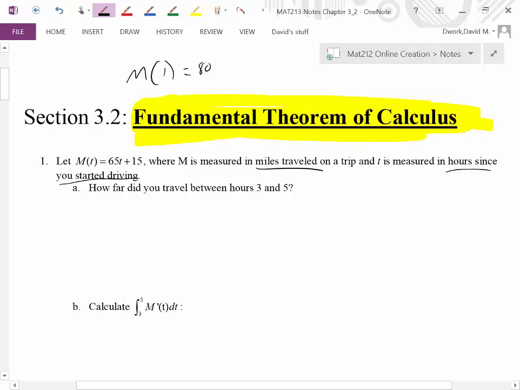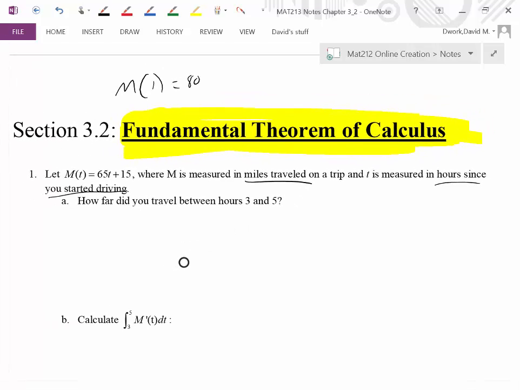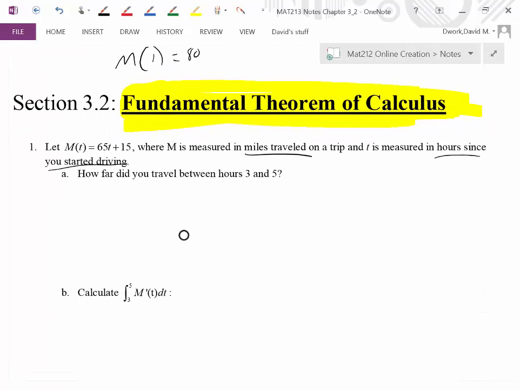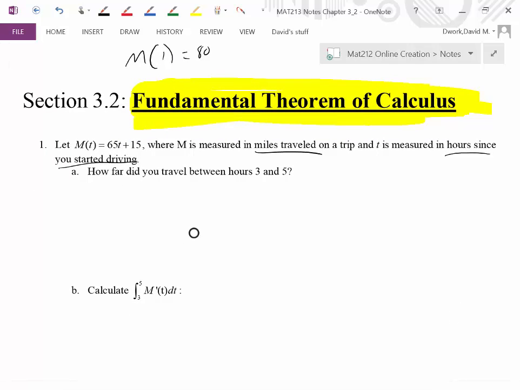All right, so now, can you pause the video and answer this question? How far did you travel between hours 3 and 5? Go ahead and see if you can figure out how to answer that question, and then unpause the video and see if you do it the same way that I did it. Okay, so here we go.